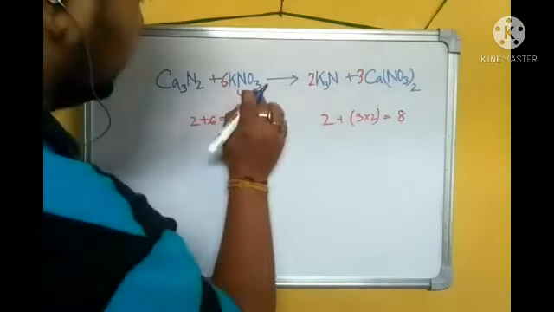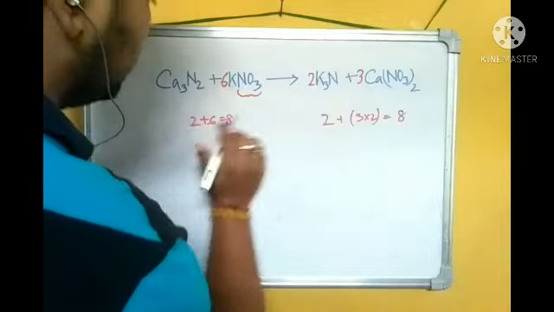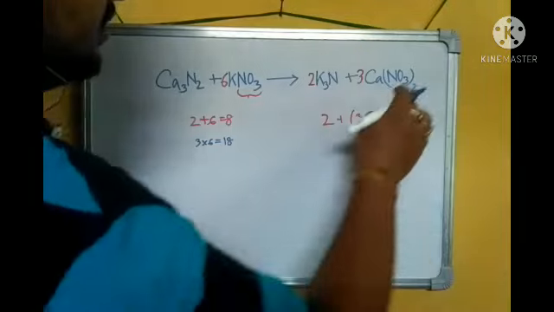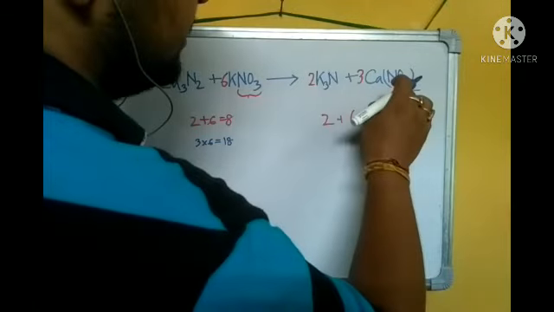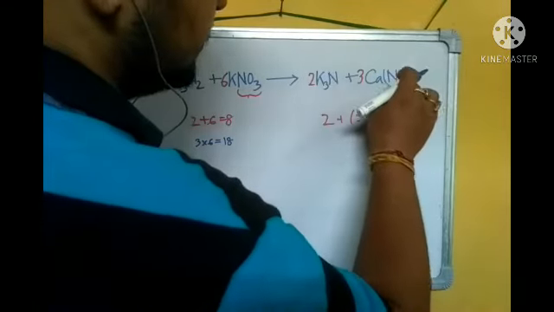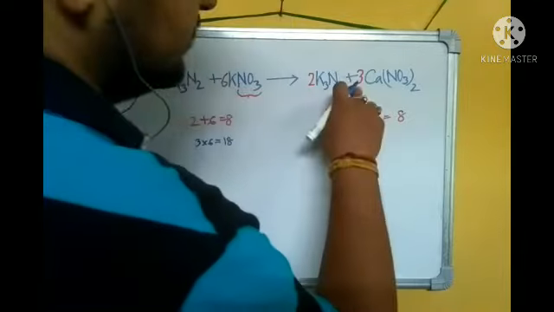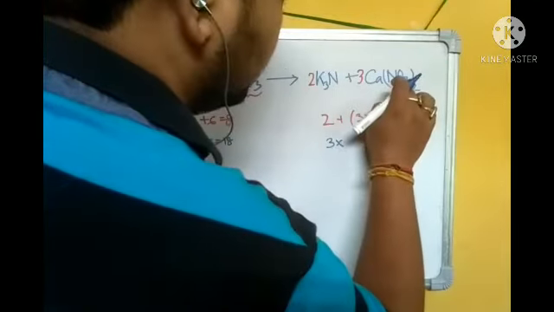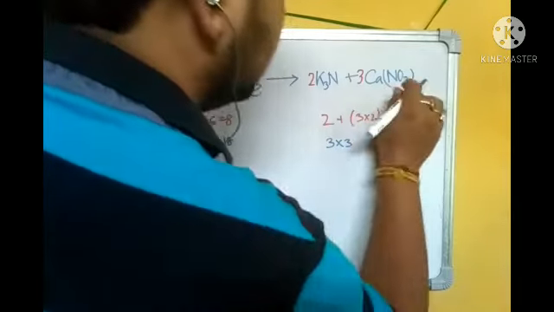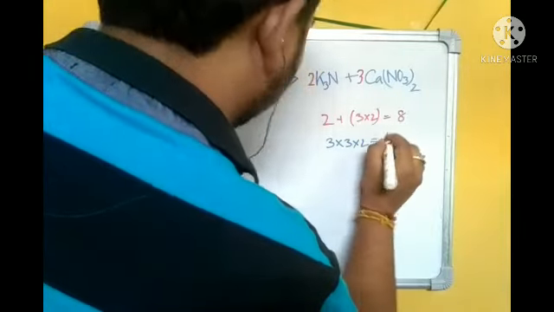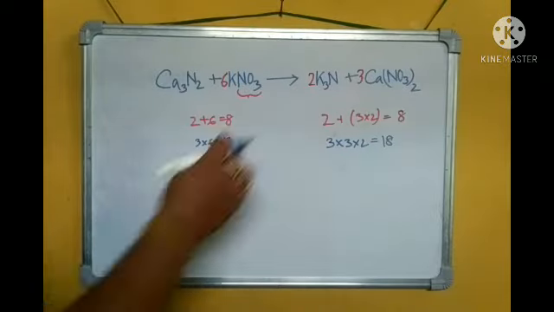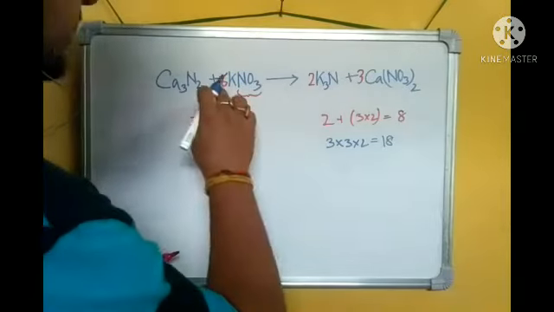The number of oxygen here is 3 into 6, 18. Now look at the number of oxygen here: 3 into 2, 6, 6 into 3, 18. This is also equal to 18. And potassium is also balanced. Here potassium is 2 into 3, 6, and here 6.